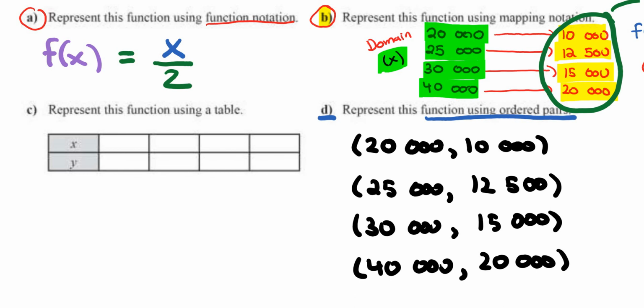All right, and after that you just transfer those numbers into the table here. So this is 20,000, and its corresponding y value is 10,000. And then I have 25,000, and then I'll just quickly write the rest of these, and then just have the corresponding values right next to it. So 12,500, and then 15,000, and then 20,000.